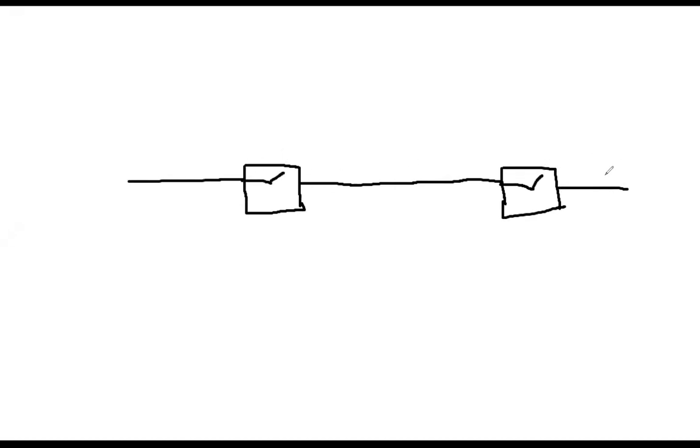Okay, so this is a portion of a transmission line or distribution line, and these symbols represent circuit breakers. For example, here is circuit breaker 1, here is circuit breaker 2. A circuit breaker looks like a switch. During normal conditions, they are in closed condition, and the current is properly flowing through them.